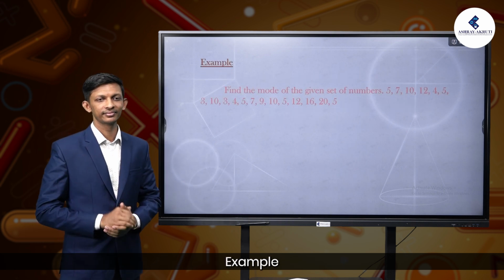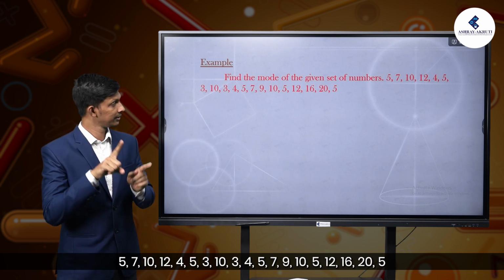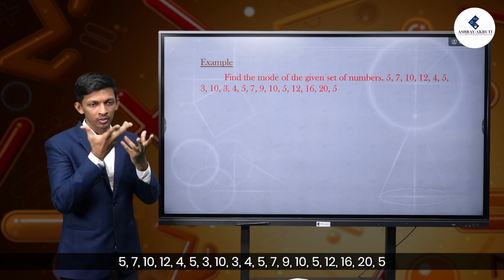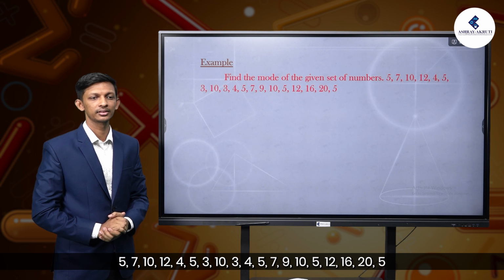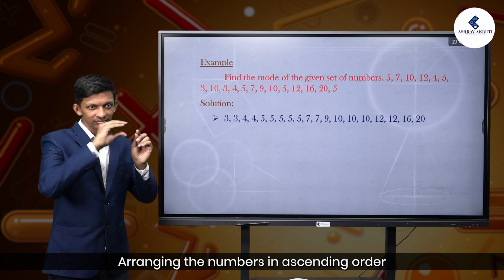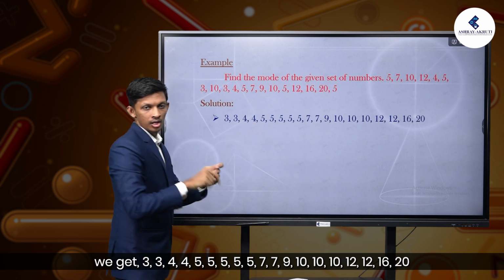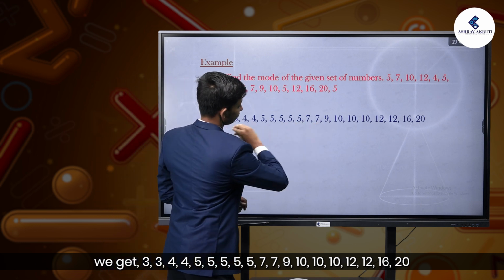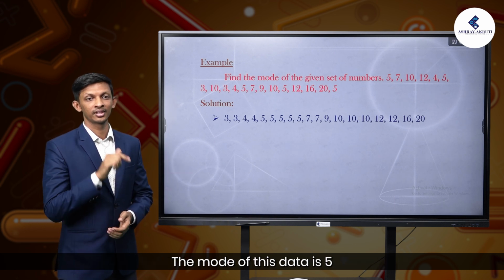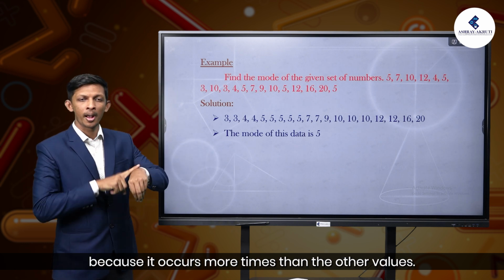Example. Find the mode of the given set of numbers: 5, 7, 10, 12, 4, 5, 3, 10, 3, 4, 5, 7, 9, 10, 5, 12, 16, 20, 5. Solution. Arranging the numbers in ascending order without leaving any value, we get 3, 3, 4, 4, 5, 5, 5, 5, 5, 7, 7, 9, 10, 10, 10, 12, 12, 16, 20. The mode of this data is 5 because it occurs more times than the other values.